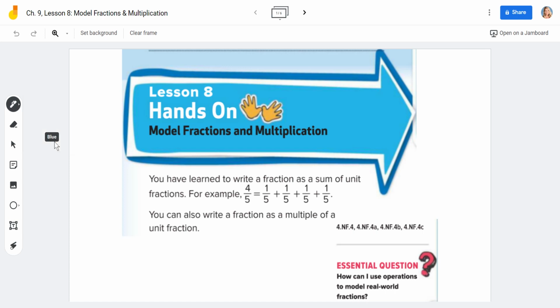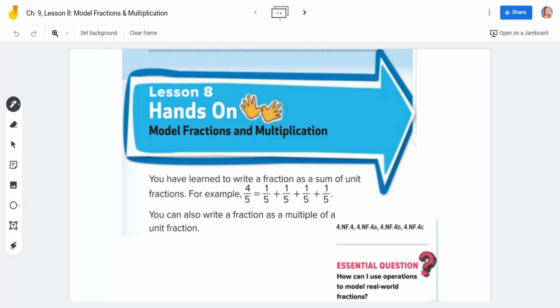All right, let's take a look at the next lesson, lesson 8, hands-on, model fractions and multiplication. So all this hands-on lesson means is that we're going to see more models in here than normal, and that's okay because we are visual people and we need to see them. So let's take a look.